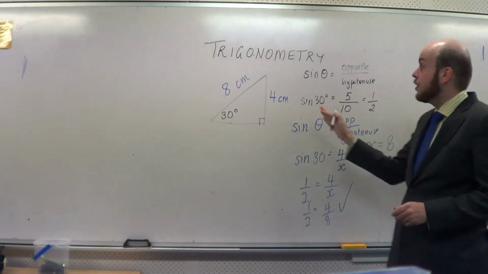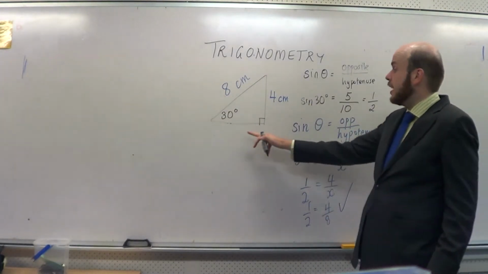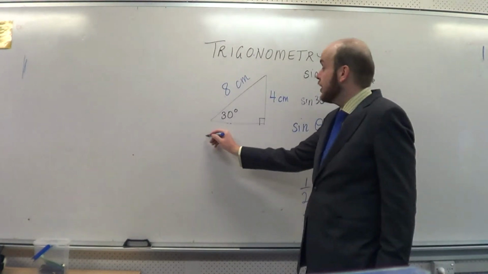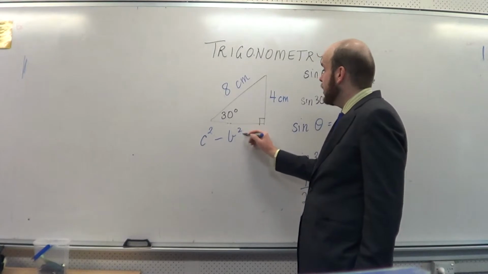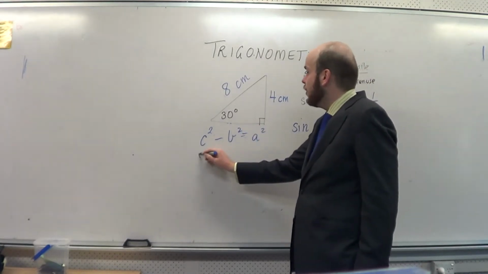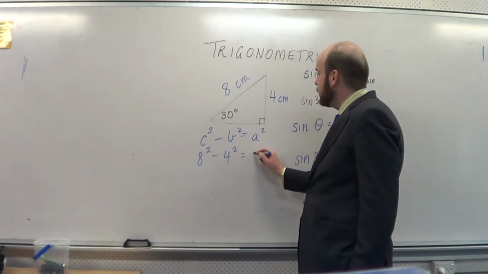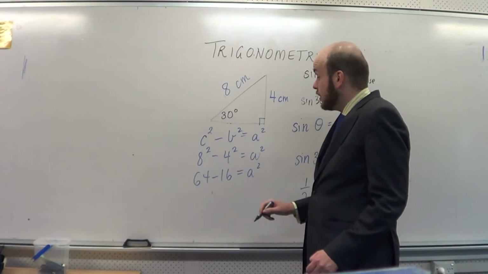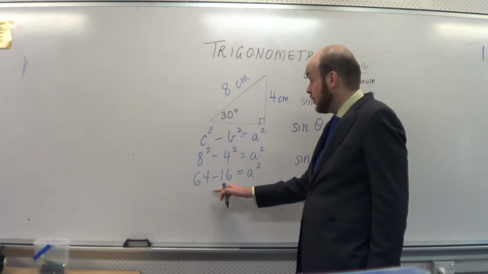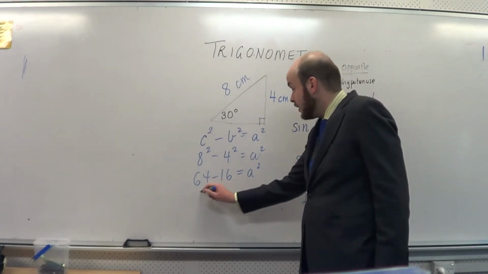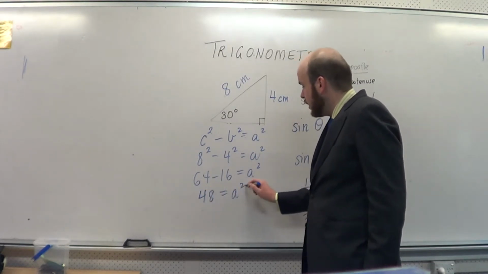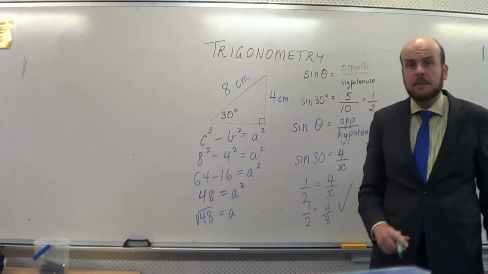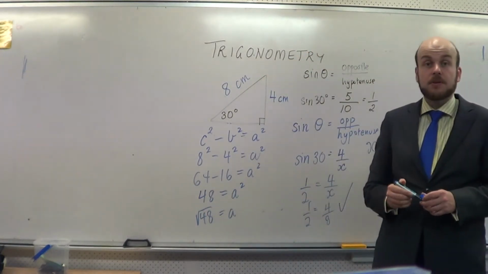And look, now that I've got those two, I can work out what this other side is. I could use Pythagoras for this. So I know that c squared minus b squared is equal to a squared. Therefore, 8 squared take away 4 squared equals a squared. 64 take away 16 equals a squared. So that should be equal to 48. It's equal to a squared. A is equal to the square root of 48, which will be some number, but right now I'm just going to leave it as the square root of 48.